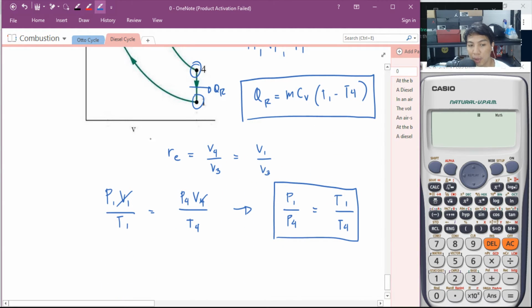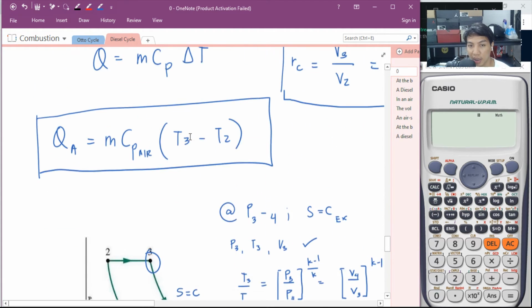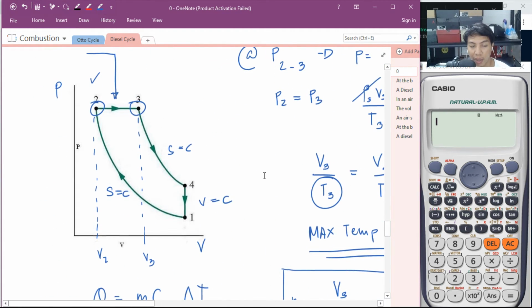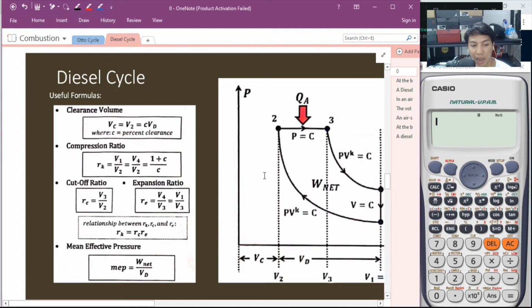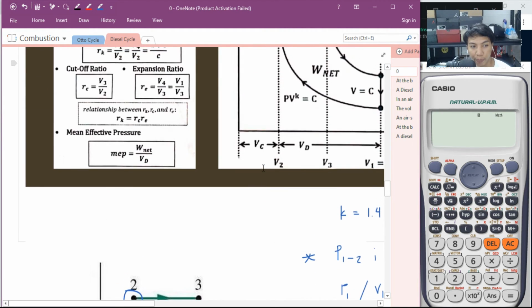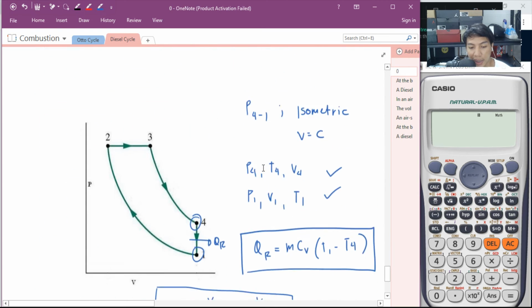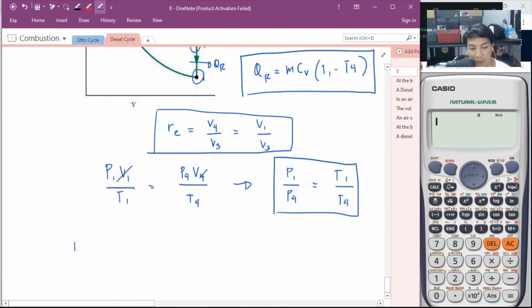Kapag sinabing expansion ratio, ang ratio niya, ganito. Pag sinabing cut-off ratio, RC yan. Andito yon, given. Now, merong relationship yung RC, RE, and RK. RK kasi is simply, we can see, equal to RE multiplied by RC.